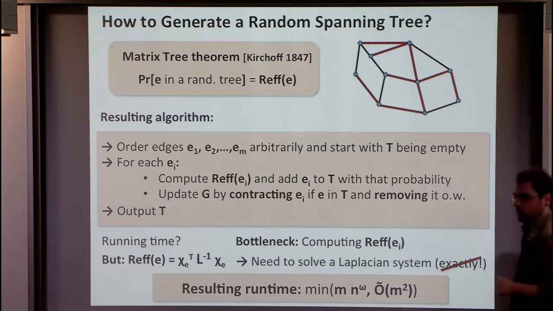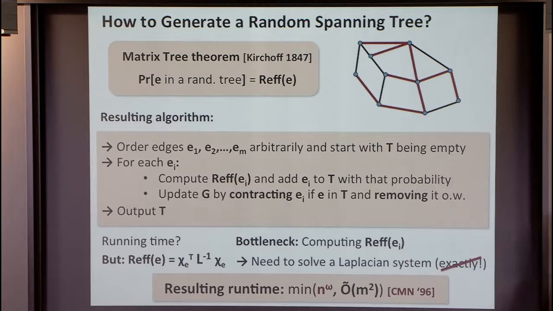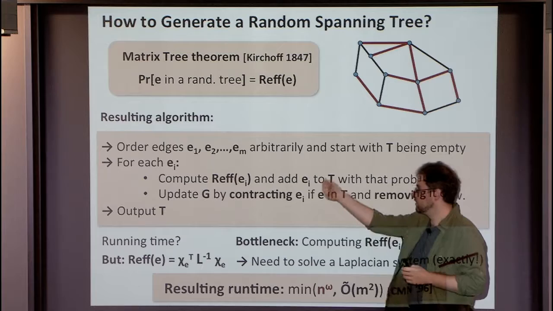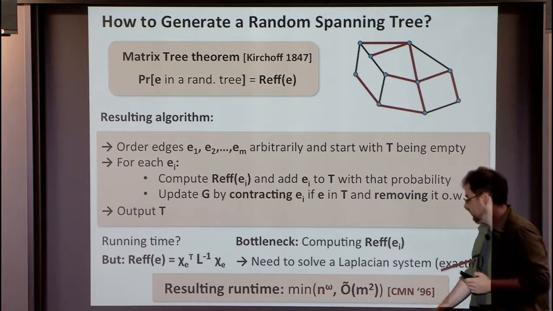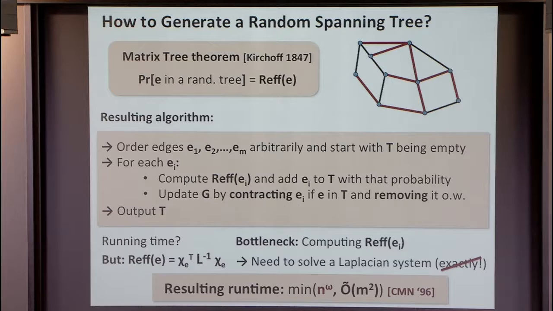If you allow yourself to invert the matrix, if you spend this time to actually invert the matrix, then you can amortize the work for computing effective resistance over all the edges, and in the end you just spend a running time that is proportional to the time needed to invert the matrix. So somehow you can hide these M iterations if you are smart. This is the result of Coleman et al. Essentially, from this insight, from this matrix tree theorem, these are the running times that we can obtain.